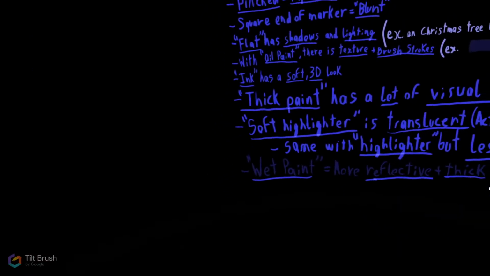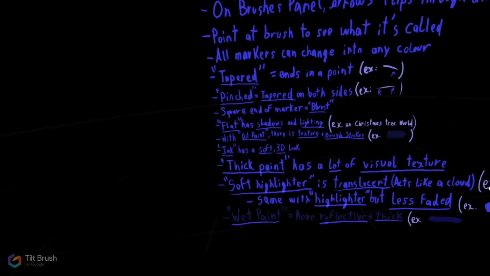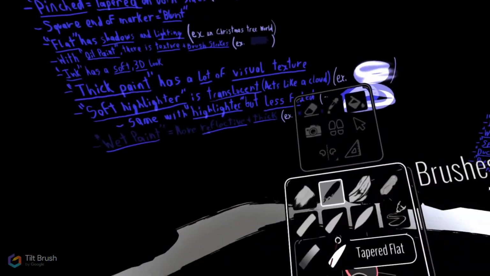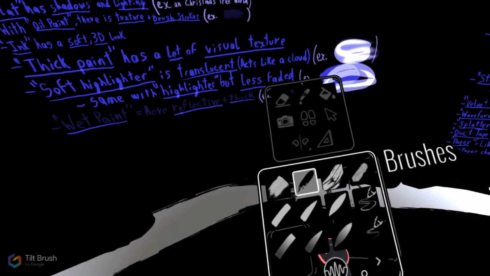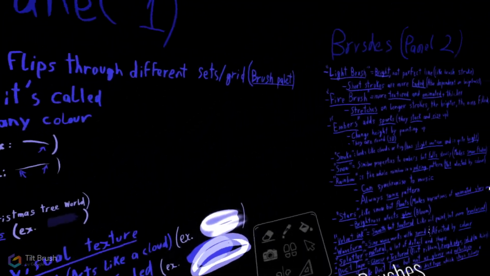So yeah, those are all the different brushes on the first grid, and next time we'll go to the next one, which is panel 2.